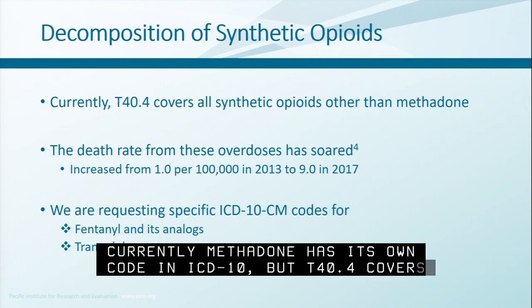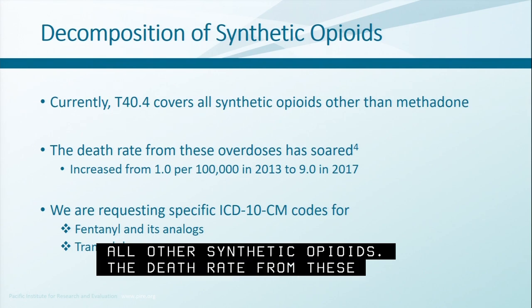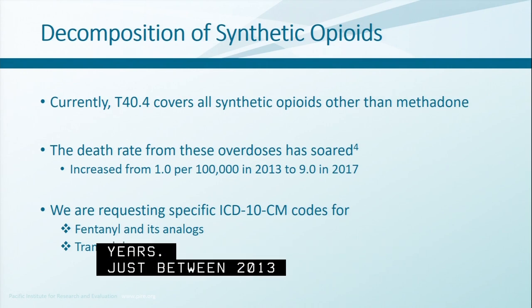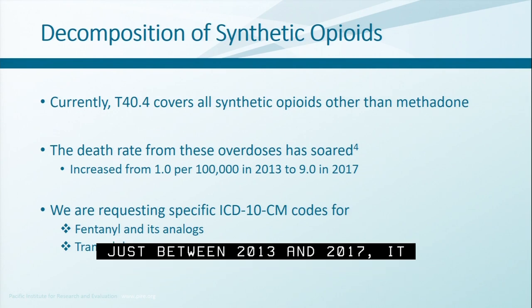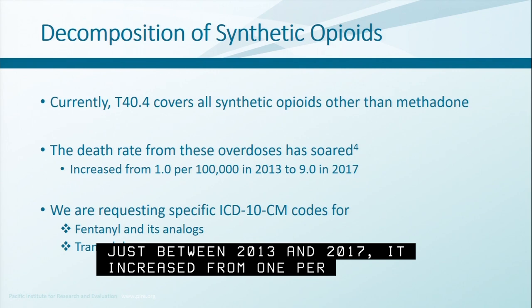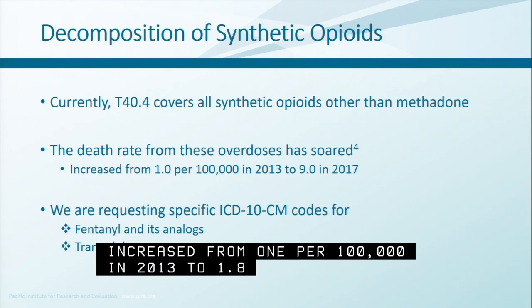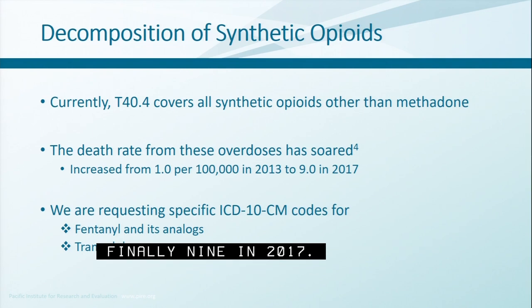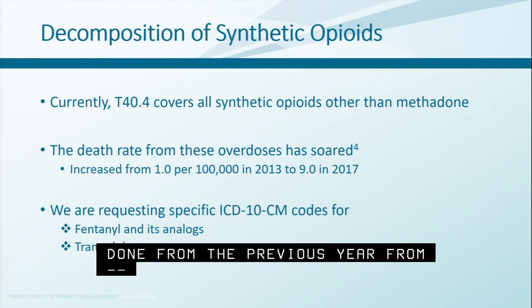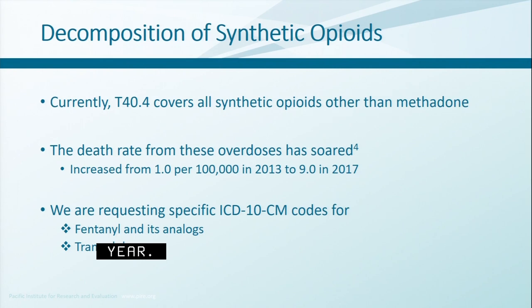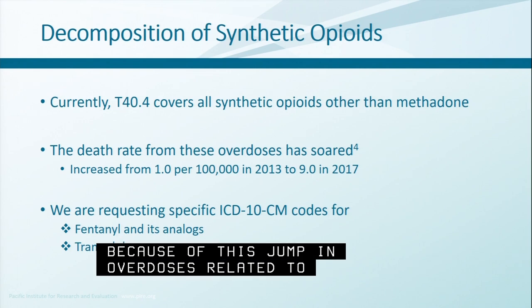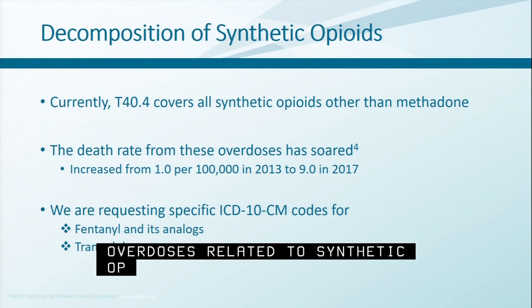The death rate from these overdoses has soared in recent years. Just between 2013 and 2017, it increased from 1 per 100,000 in 2013 to 1.8, to 3.1, to 6.2, and finally 9.0 in 2017. The big jump was in 2016, when it doubled from the previous year, from 3.1 to 6.2. Because of this jump in overdoses related to synthetic opioids, we're requesting specific ICD-10 codes, first for fentanyl and its analogs, and second for tramadol.